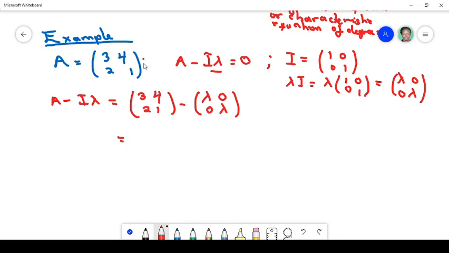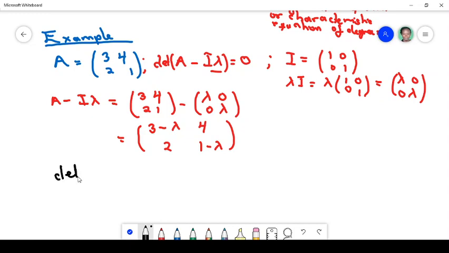So don't forget, I nearly forgot here, the determinant of this is equal to 0. So let's solve. From here, you have 3 minus lambda, 4, then 2, then 1 minus lambda. Okay, now let's find the determinant of this. We are saying that the determinant of A minus I lambda is equal to 0.